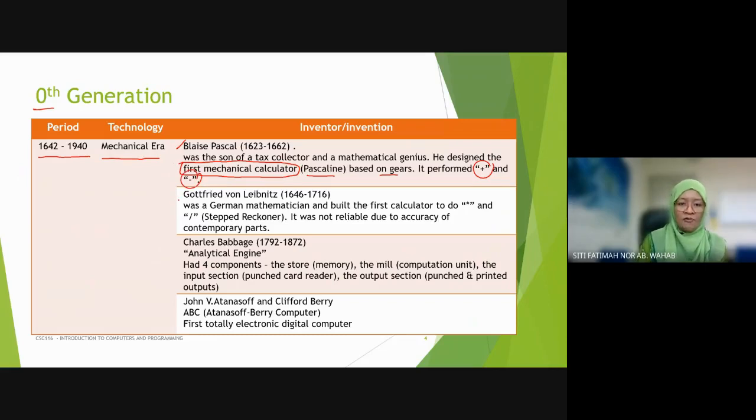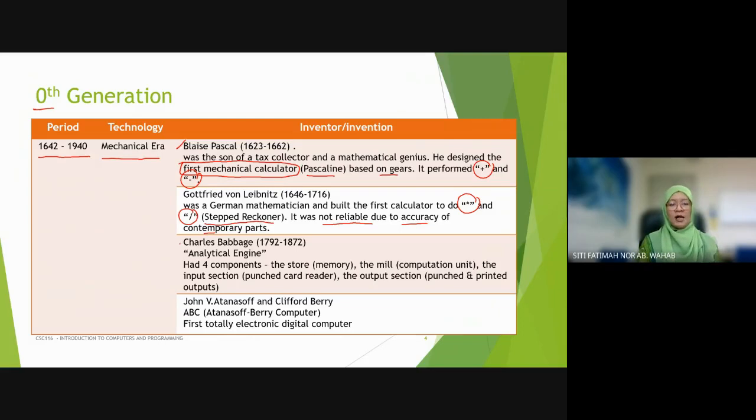And then we have Gottfried von Leibniz from 1646 until 1716. He was a German mathematician, who built the first calculator that can do multiplication and division. Okay, his calculator is called the step reckoner, but it was not reliable due to the accuracy of contemporary parts.